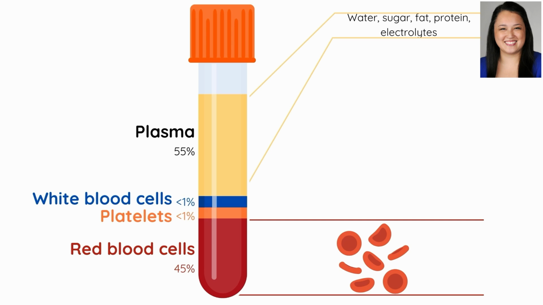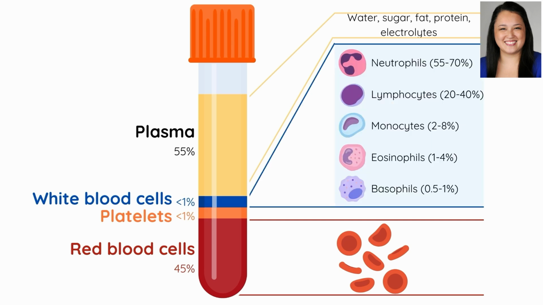Next, we'll take a closer look at white blood cells here, and these are much less common in number than red blood cells. You may also hear the word leukocytes for white blood cells. These help protect the body from infection and other diseases as part of your immune or defense system. There are 5 major types of white blood cells that I've listed here on the slide.